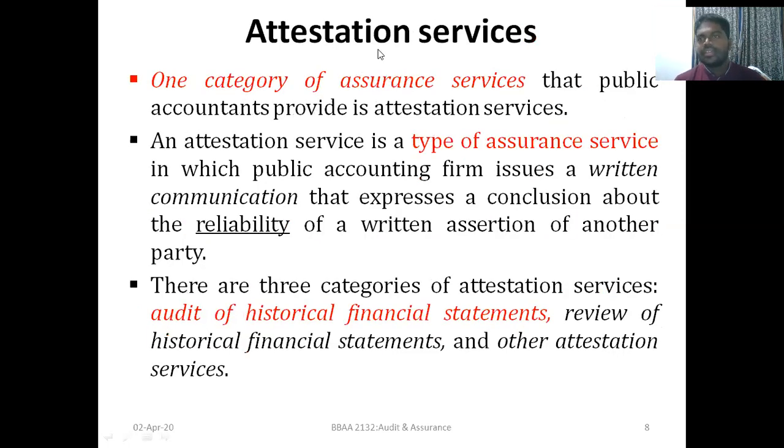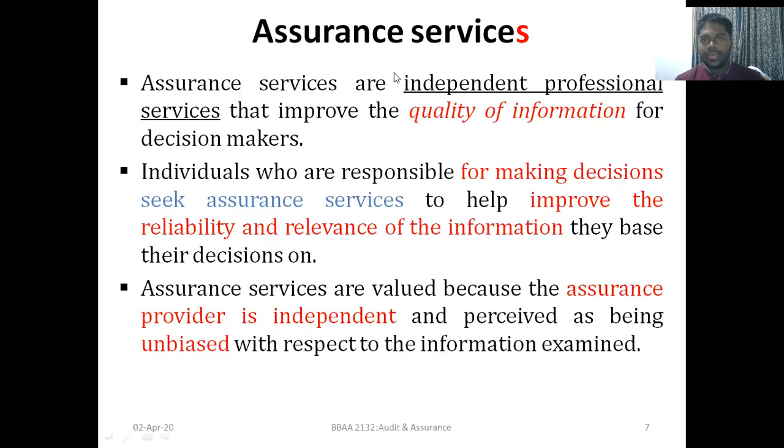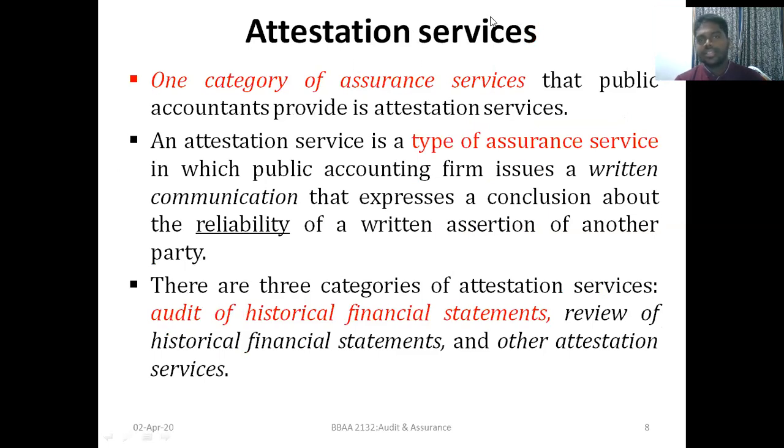Next one, attestation services. The previous one was assurance services. This one, attestation services. The first point says one category of assurance services that public accountants provide is attestation services. So attestation services are one category of assurance services. You can say the assurance service is the bigger one, and attestation service is a little bit similar to it. The public accountant provides this attestation service.